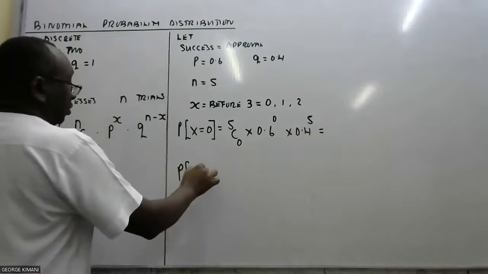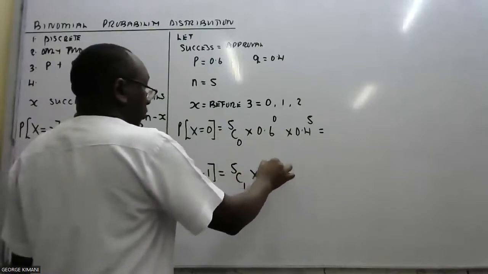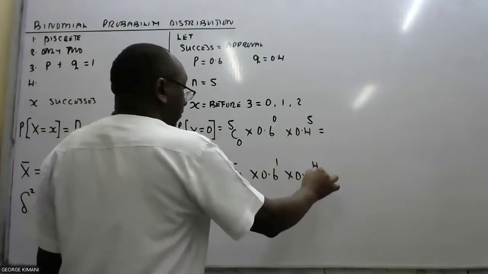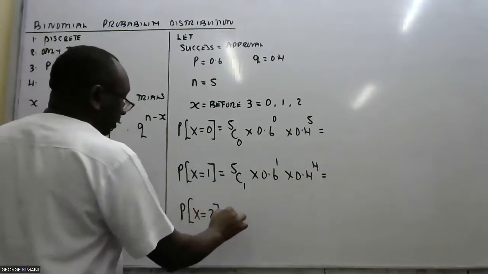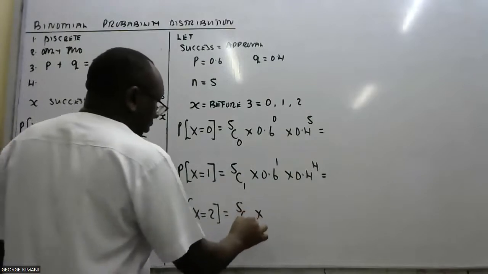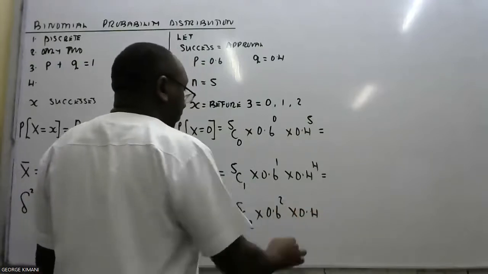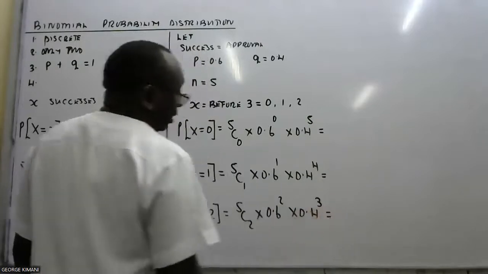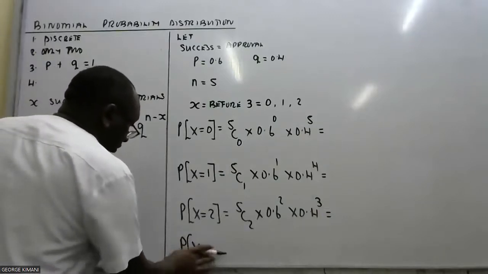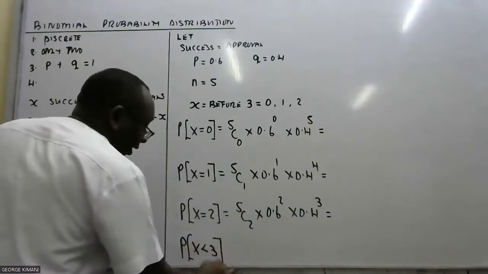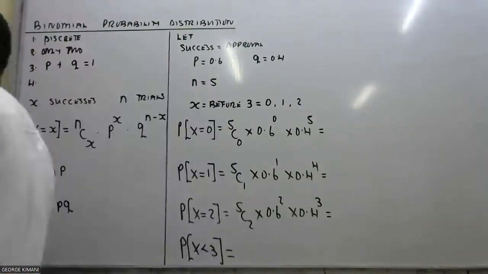Probability that X is equal to 1 is 5 combined 1, multiplied by 0.6 raised to power 1, multiplied by 0.4 raised to power 4. And probability that X is equal to 2 is 5 combined 2, multiplied by 0.6 raised to power 2, multiplied by 0.4 raised to power 3. So do that and tell me the probability that X is less than 3. You will add those probabilities.